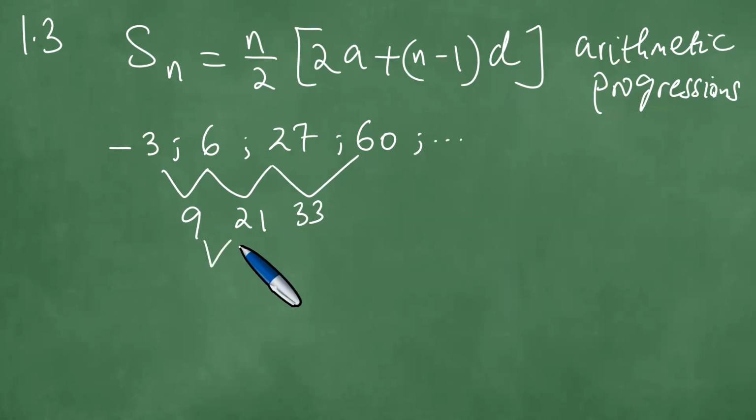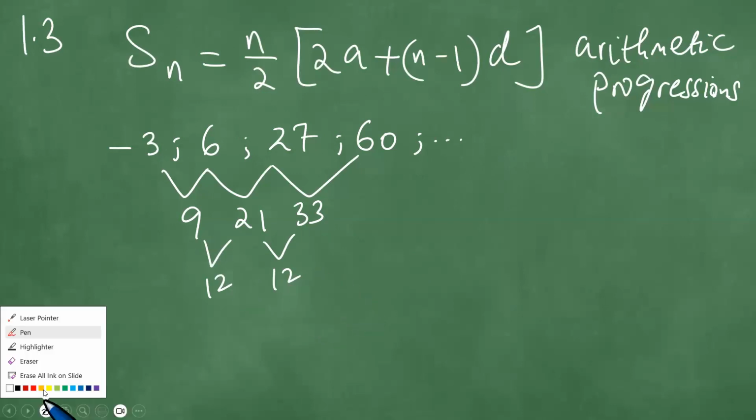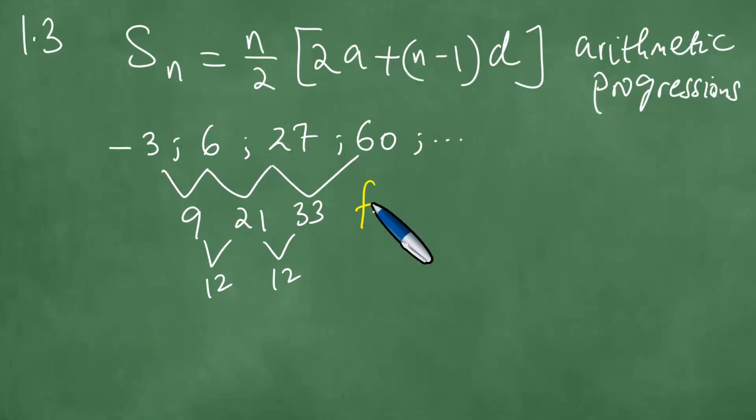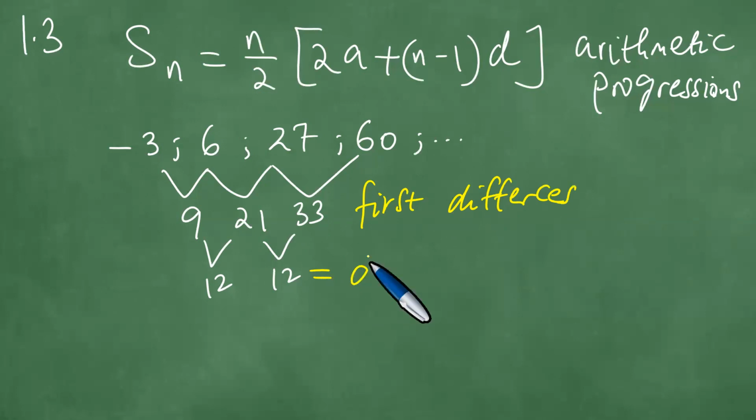But now 21 minus 9 gives us 12, and 33 minus 21 gives us another 12. Because we're dealing with the first differences, these first differences have a common difference. So this is D, because for the first differences, this becomes the common difference.